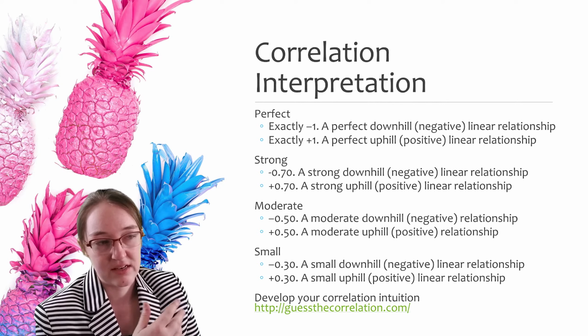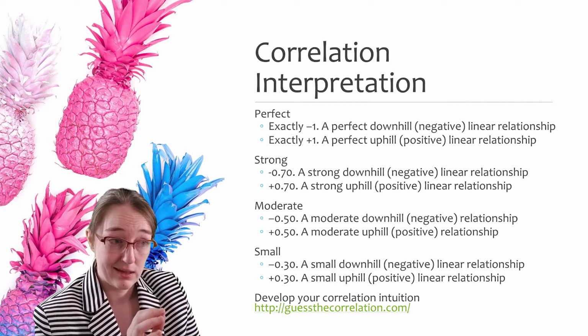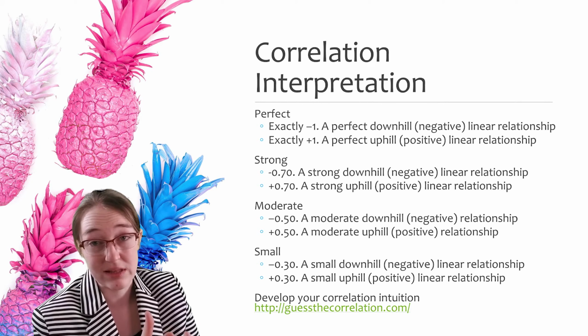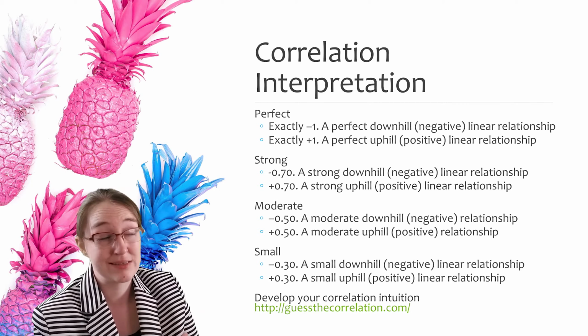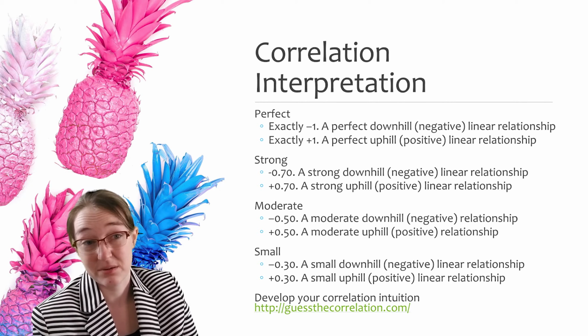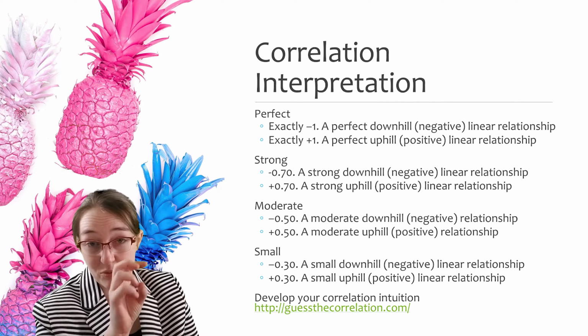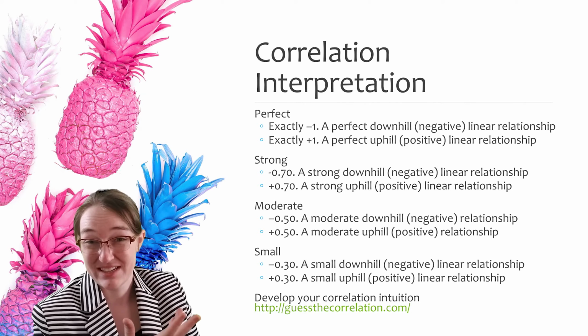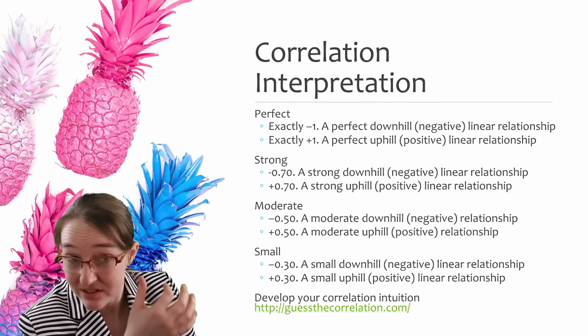A small correlation is 0.3. There are different rules of thumb, but that's the basic idea. Now, a small correlation only explains 9% of the variability from one metric to another. So that means 90% of it, or technically 91% of it, is unexplained.